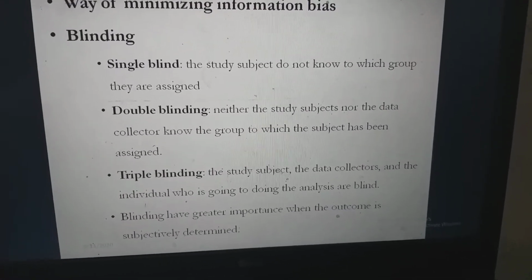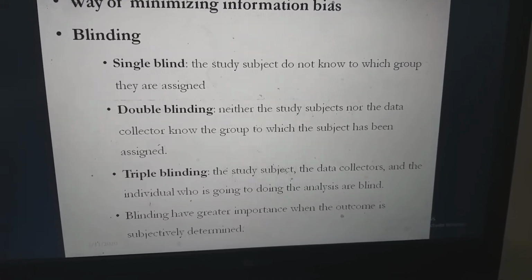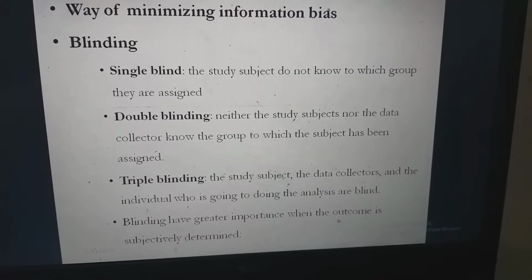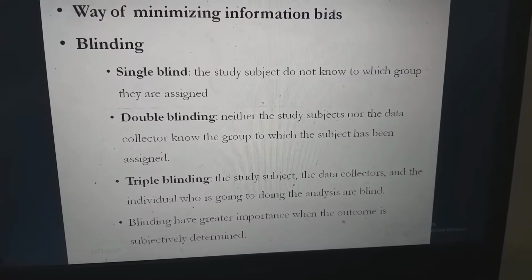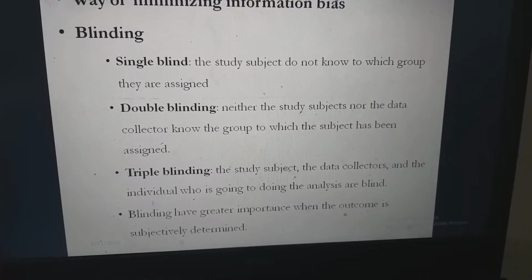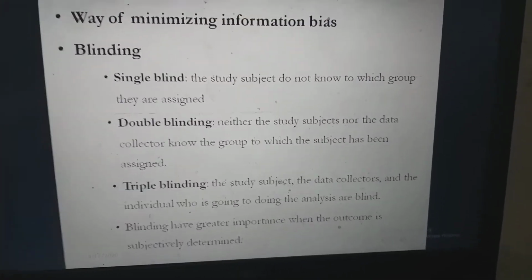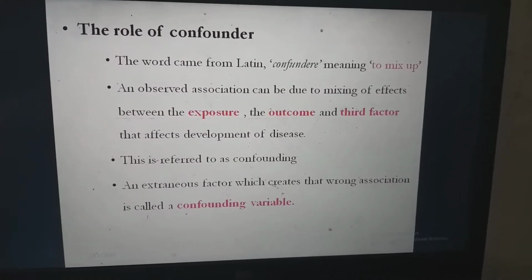Triple blinding, when it can be study subject, data collector, and also the individual who is going to do the analysis who are blind. They don't know. So blinding has greater importance when the outcome is subjectively determined.